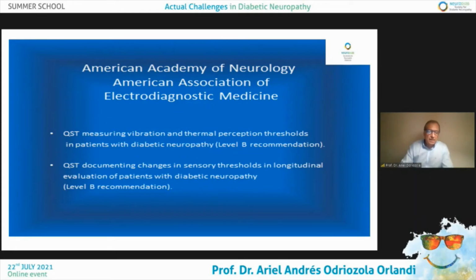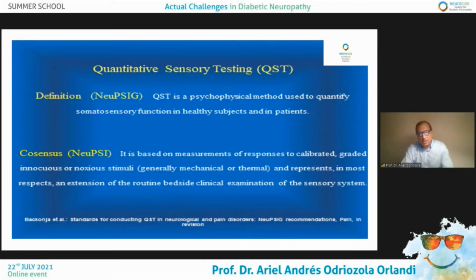This is the NeuPSIG consensus about QST. It is based on a measurement of a response to calibrated, graded innocuous or noxious stimuli and represents in most respects an extension of the routine bedside clinical examination of the sensory system.